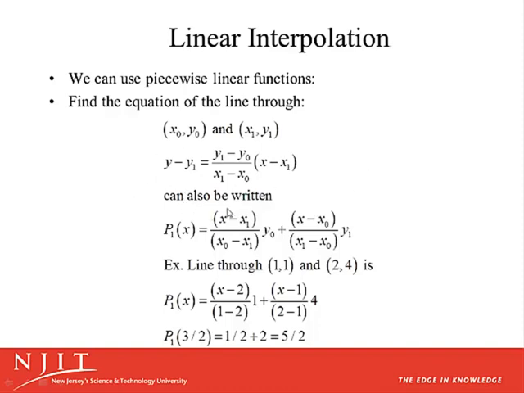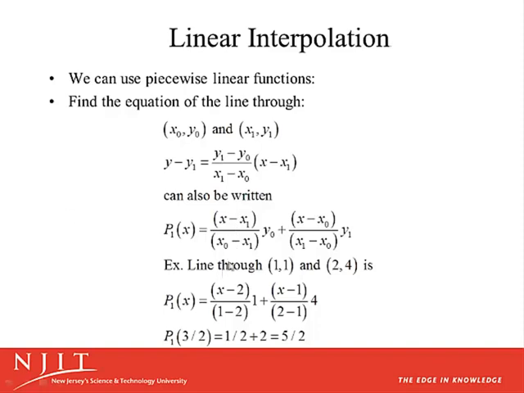This equation can also be written in the form (x minus x1) over (x0 minus x1) times y0 plus (x minus x0) over (x1 minus x0) times y1. One can work it out and see that these equations are equivalent. However, in this second form, it's going to be easier as we go ahead to form a systematic way to deal with higher order polynomials.